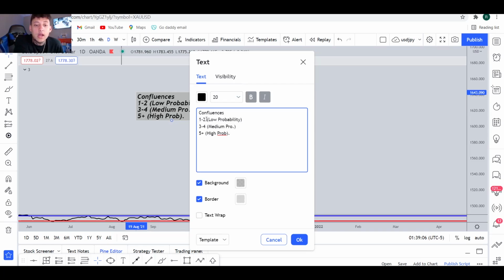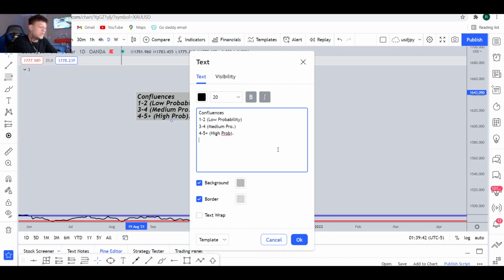So when we have 1 to 2 confluences, typically the trade is going to be a very low probability trade, meaning that we should stay away from the trade until we have more confluences. When we have 3 to 4 confluences, typically we're going to have a nice medium probability setup. And really it's when we have 4 to 5 plus confluences that we have a high probability setup, meaning that we have a higher chance of winning because we have way more confluences in our favor, right?